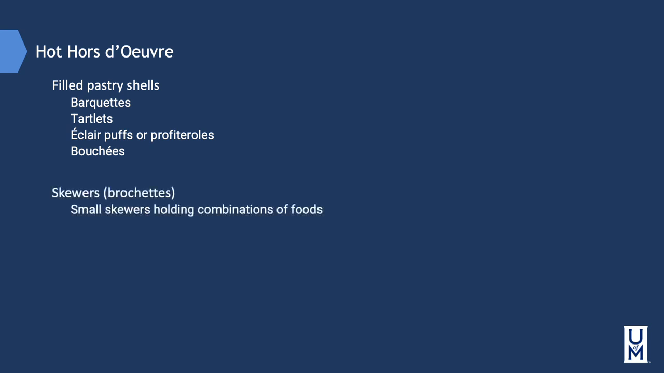Skewers and brochettes can be used, small skewers holding combinations of various different foods, such as a skewer holding a meatball or a skewer holding a piece of grilled meat. Meatballs. Don't forget about the meatballs. There's a reason why Swedish meatballs are so common all around the world. Miniature sliders, and it's not just a miniature hamburger. We're talking about a little small piece of pork belly on a little miniature brioche bun.